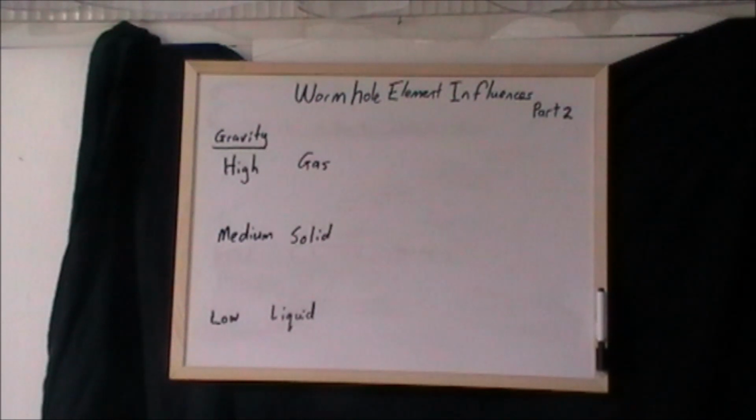Hello, in this video we're going to discuss wormhole element influences part 2. As we discussed, you can move the ball around the wormhole and you can make two, so you have an entry point and an exit point, and you can use it for cutting and teleportation.